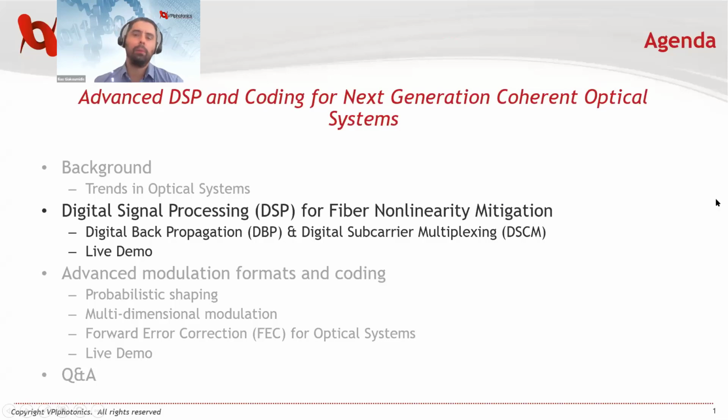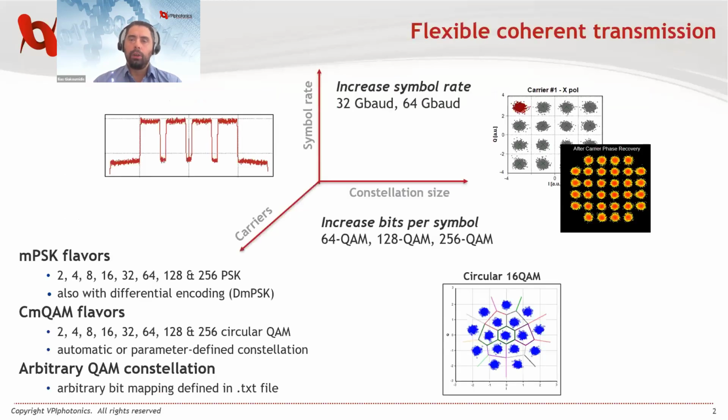So thank you, Chris. In this part, I will discuss two important digital solutions for compensation of both linear and nonlinear effects in coherent optical systems that can support transmission capacities of 100 gigabits per second and above. The model coherent transmission systems in VPI are highly flexible, permitting modulation of different channels and digital subcarriers per optical wavelength. They also enable escalation of the symbol rate and bits per symbol using high order modulation formats, such as QAM, quadrature amplitude modulation, phase shift keying, and differential coding. Circular QAM modulation formats are also supported for flexible constellation designs, using automatic or parameter-defined constellations. We also support QAM constellations that can be arbitrary and can be defined from a text file.